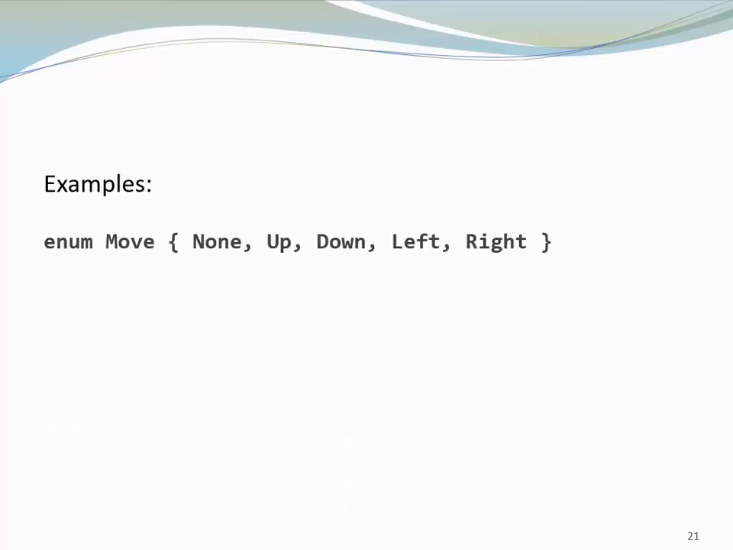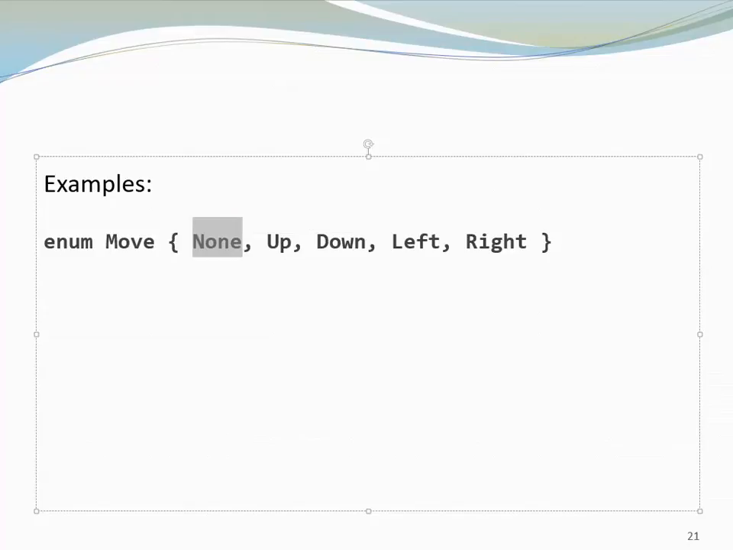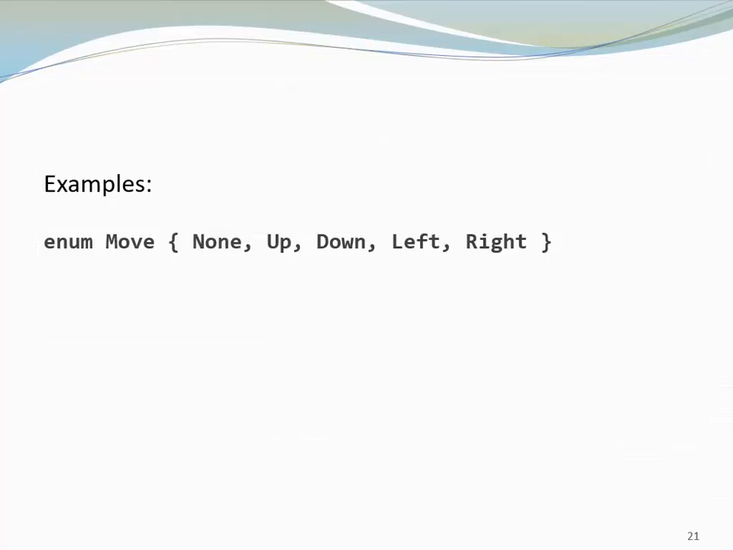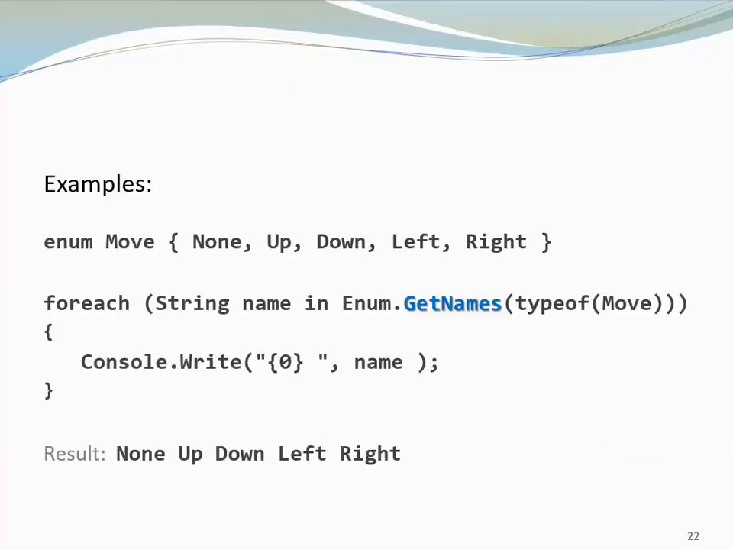Let's have a look at an example. Here my enum is move. I have up, down, left, right. And I have this extra none as my default for the case that my move hasn't been specified yet. Now, when I want to access all the different names of my enum, I have to provide the type of my enum. There is a temptation sometimes to just provide move, but move is the name of my enum. I need the type. In order to get the type, I need to use this extra operator keyword typeof.